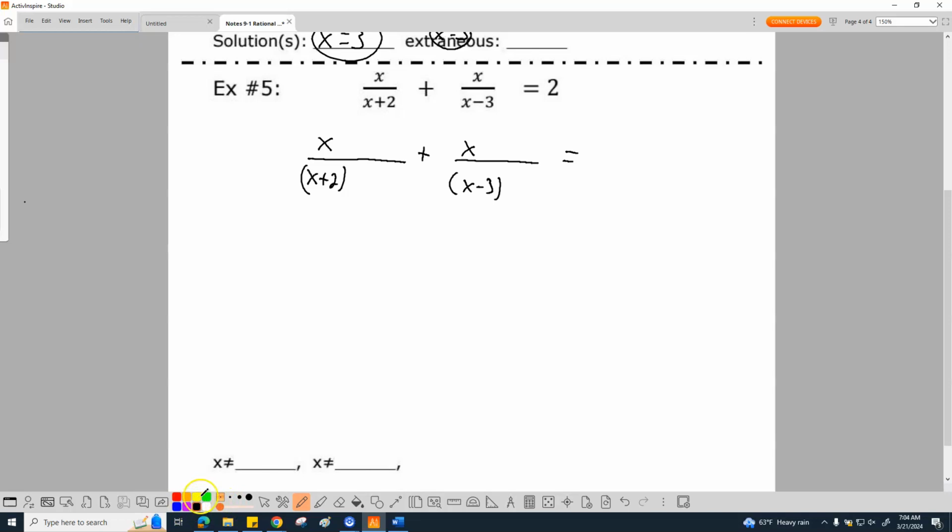Now I'm going to switch my colors to purple. I have x over x plus 2, but I need a common denominator to add. To add and subtract fractions, I need a common denominator. So I'm going to add this x minus 3 here. On this side, now I can see my common denominator is x plus 2 and x minus 3. This side already has x minus 3, so we're going to put an x plus 2 here.